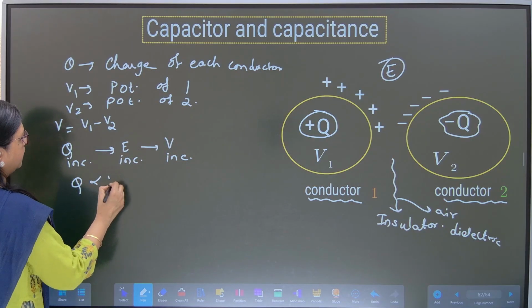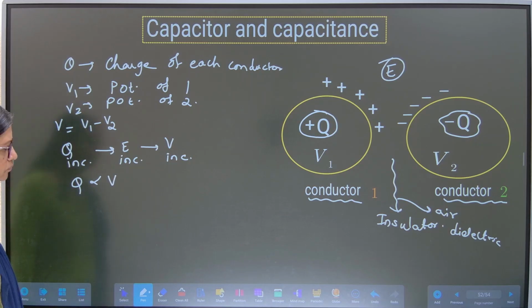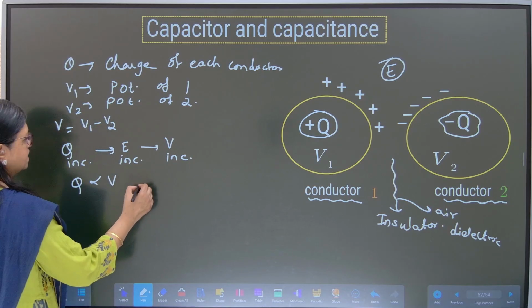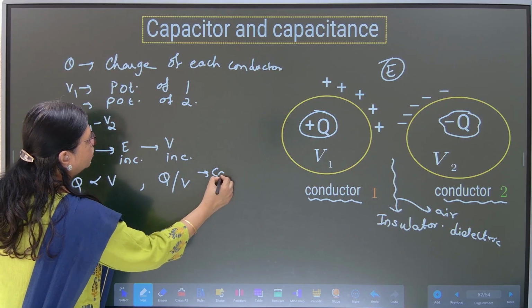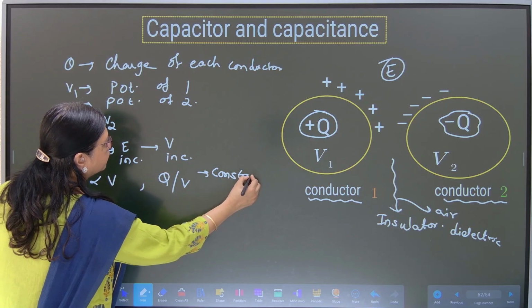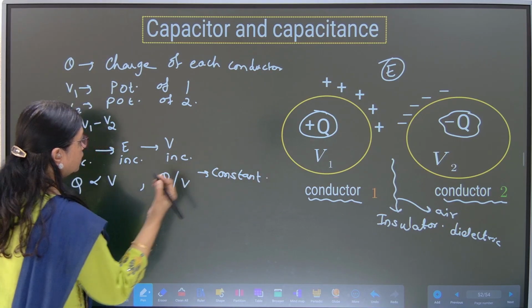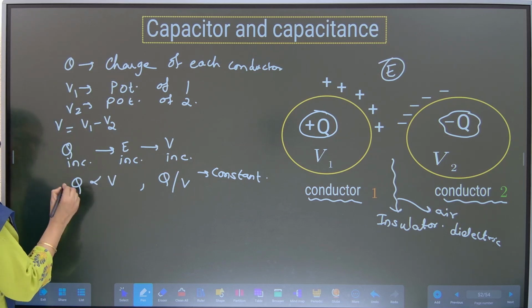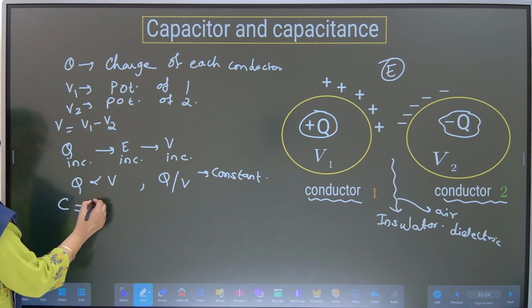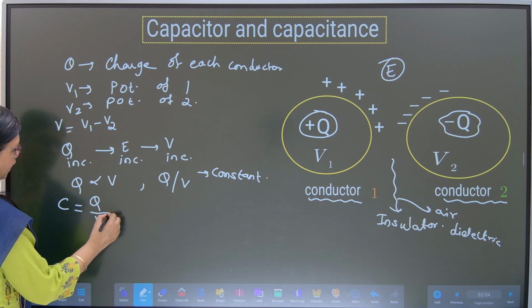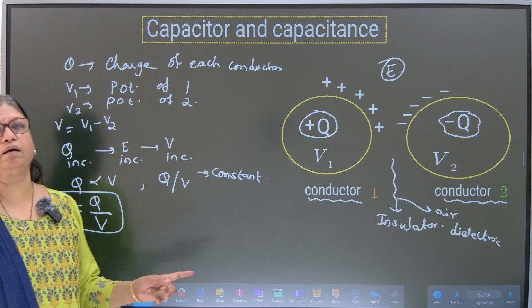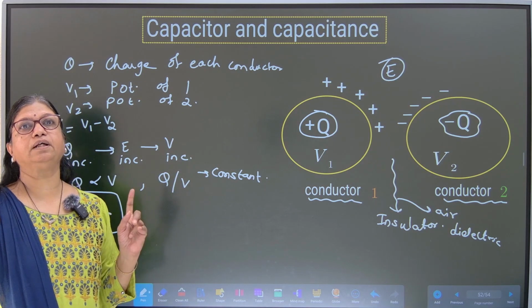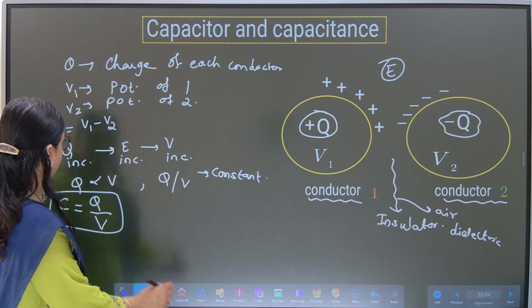So Q is directly proportional to V, or we can say Q upon V is a constant. That constant is denoted by C, equal to Q by V. So this is the formula of the capacitance.